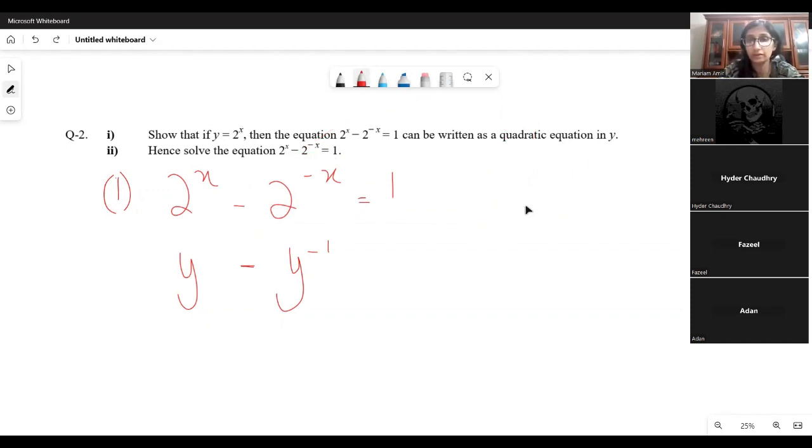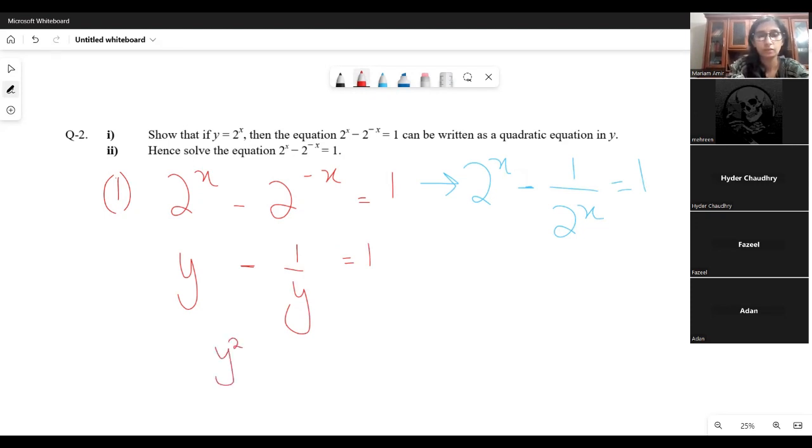Another way of understanding this is that you can rewrite this equation like this: 2 power x minus 1 over 2 power x equals 1. So you get y minus 1 by y equals 1. Okay, now we know how to handle this equation. So y square minus 1 equals y. So y square minus y minus 1 equals 0. So that is the quadratic equation.